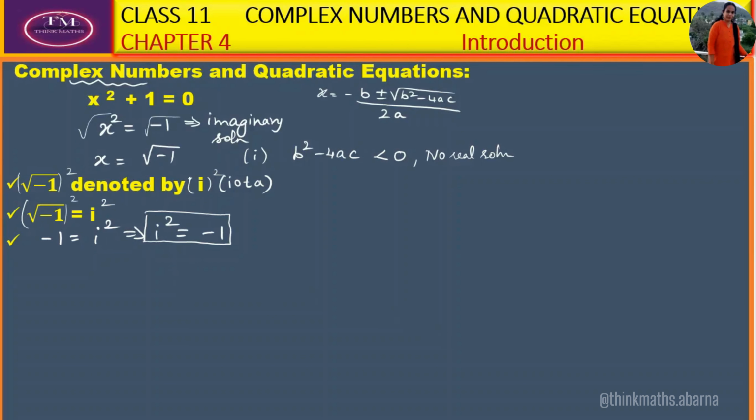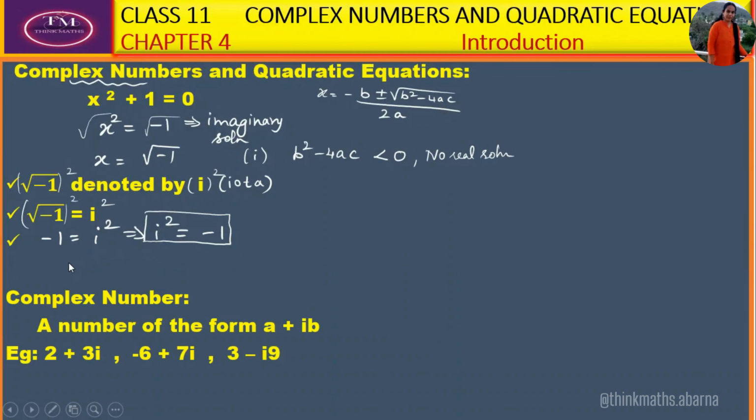In a complex number, you will have an imaginary part, that is i. So how do we write a complex number? A number of the form a plus ib. We should write a complex number in the form a plus ib. This is the notation for a complex number. A complex number is denoted by the letter z, that is z equals a plus ib.